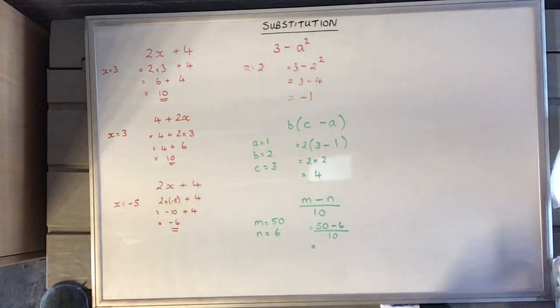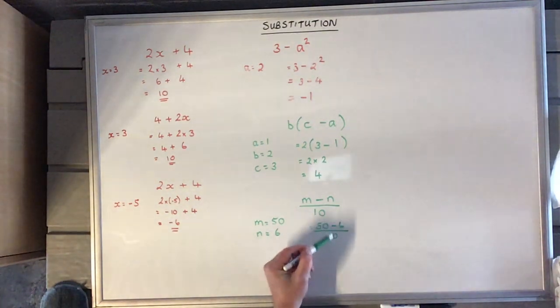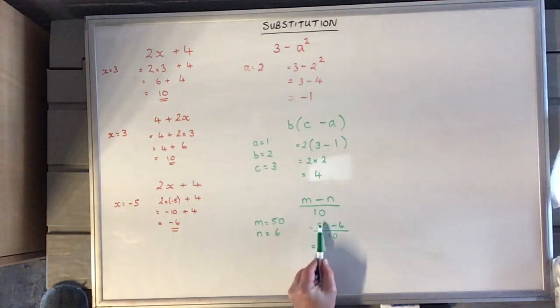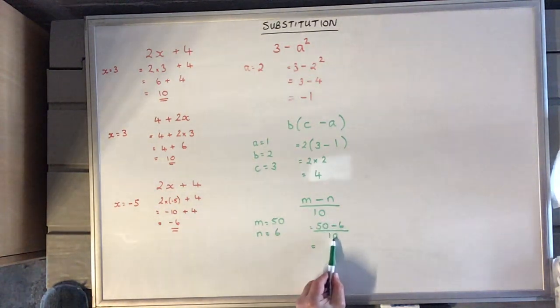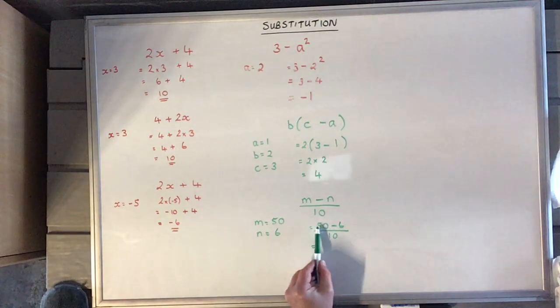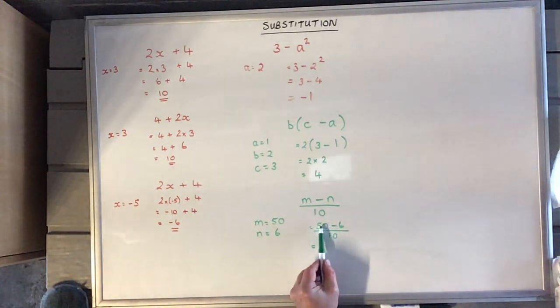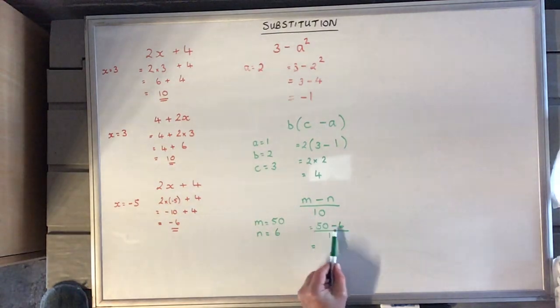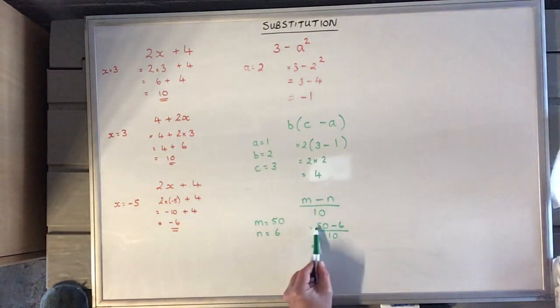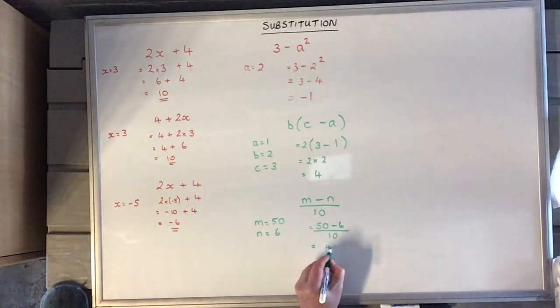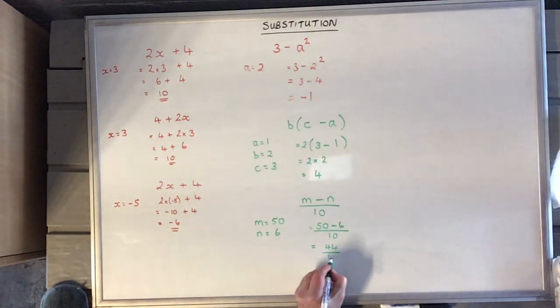Now, our order of operation tells us that we have to do a division, but we have to know what the top bit comes to before we can divide, because it's the whole of the top divided by the 10. So we have to know what the top bit is before we divide by 10. I hope you can see that, because it's all of the top divided by 10. Well, all of the top comes to 50 minus 6, which is 44, and that's divided by 10.